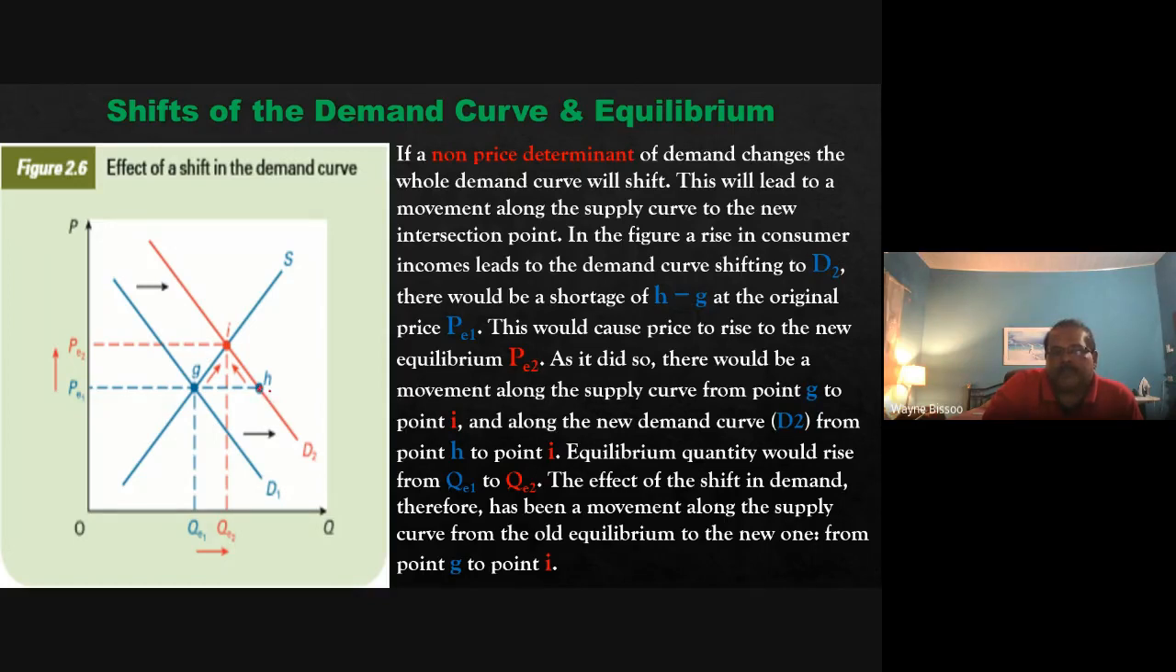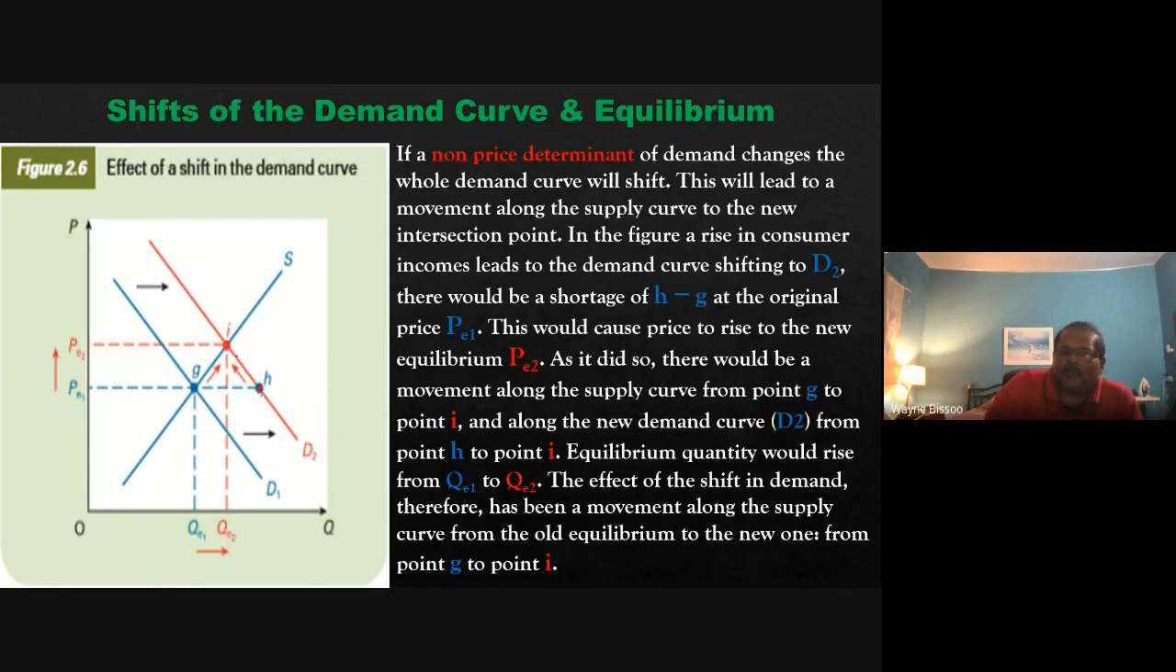Why would this be a shortage? Because suppliers will not supply at that price anymore. Because you're seeing it here, suppliers are going to want to supply at a higher price now. So they're not willing to sell at this lower price because there's enough demand that's pushing up prices as well. All right. So this will cause prices to rise to the new equilibrium of PE2. As it did so, there would be a movement along the supply curve. See the movement along the supply curve from G to I, and along the demand curve D2 from H to I.